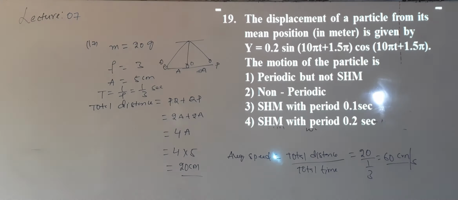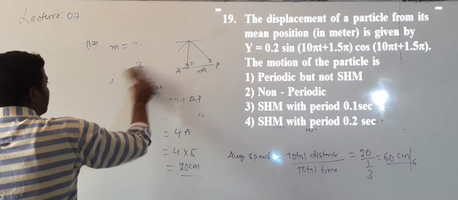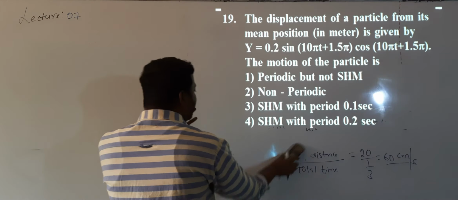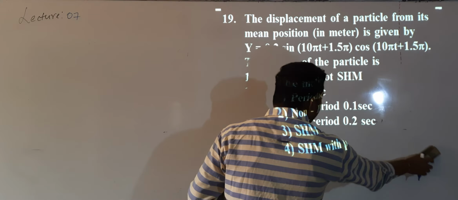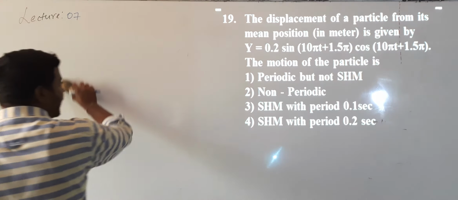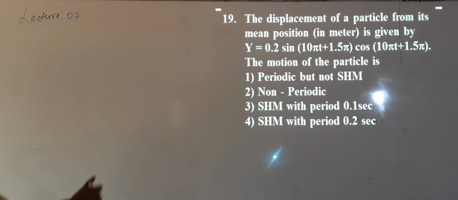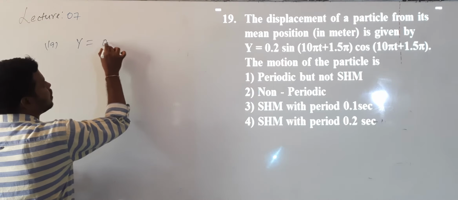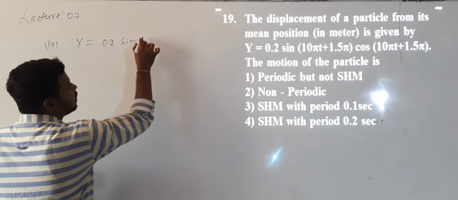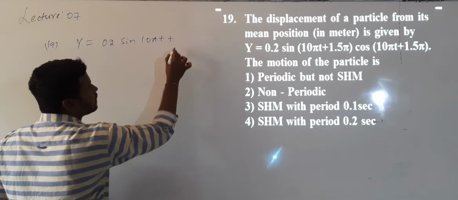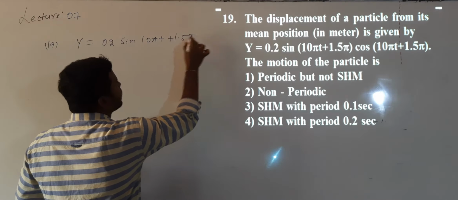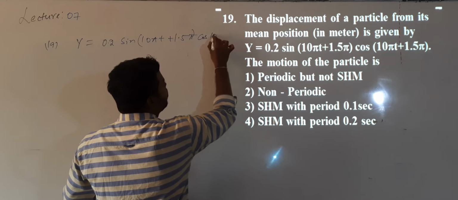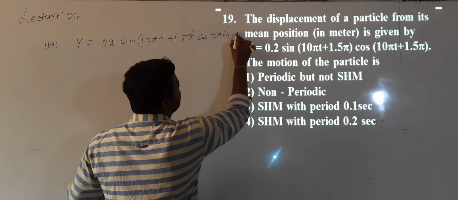Next, question number 19. This model is also very important. They give a displacement equation and ask you to check whether it represents simple harmonic motion or only oscillatory motion. Like this, they will ask. So what displacement equation is given in question number 19? Y is equal to 0.2 into sine of 10 pi t plus 1.5 pi, plus cos of 10 pi t plus 1.5 pi.